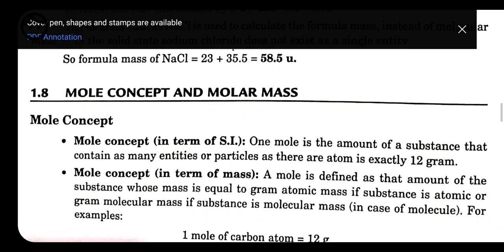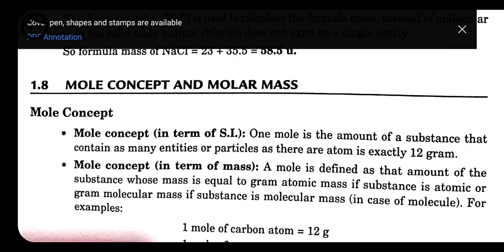Now we have the mole concept. The mole concept is also very important to know. What is the mole concept? It is the amount of substance, or the number of particles, present in any substance. Here we can take an example: we give some units like 1 dozen. 1 dozen bananas has 12 bananas. One pair of shoes has 2 shoes, isn't it?